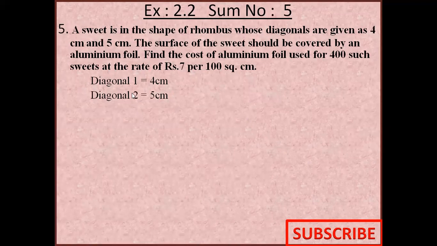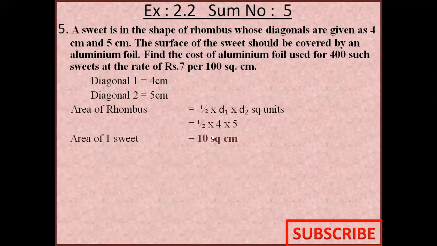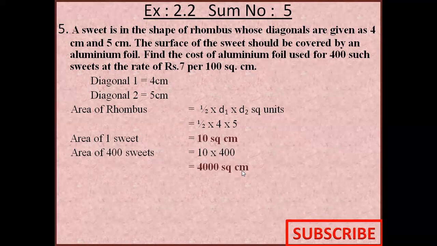So using this measurement, let's find the area of one suite first. So the suite is in the shape of a rhombus. So let's find the area of one suite as 10 square centimeters. Now, you are asked to find the area of 400 suites. So 10 square centimeters into 400 is 4,000 square centimeters.